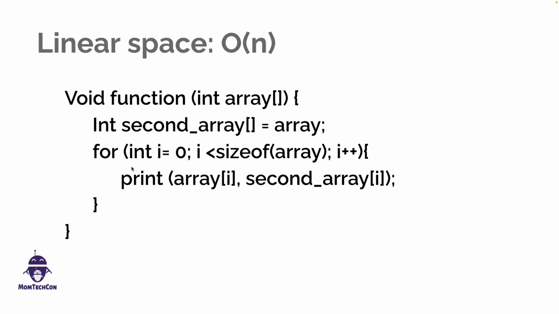Now, in this case, we are actually adding some space as we are creating an array inside of the function. So we know that the second array is equal to the array. So we can assume that it's the same size. And in this example, the space that we have will be linear, O of n.